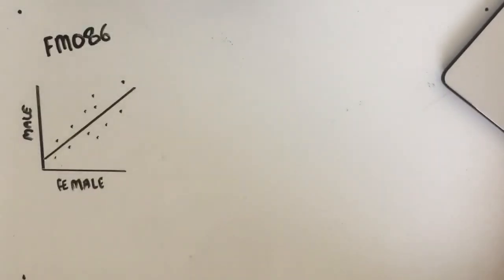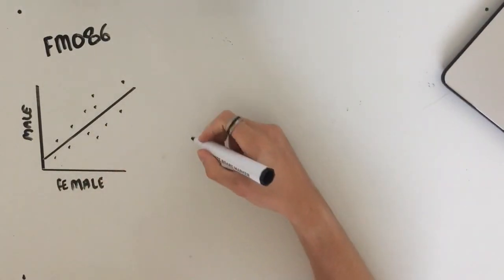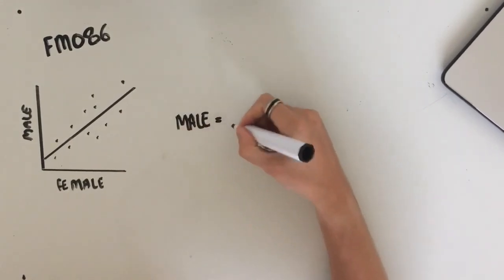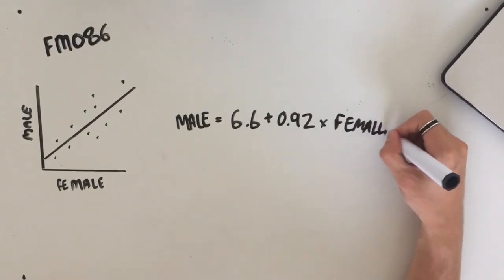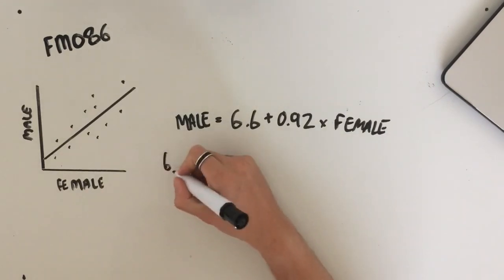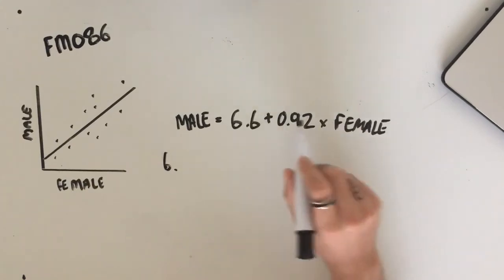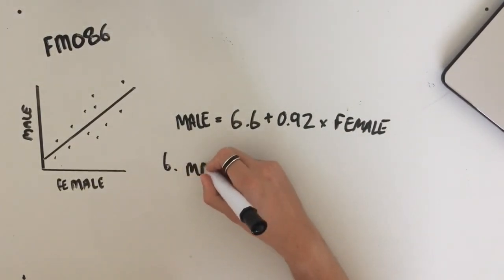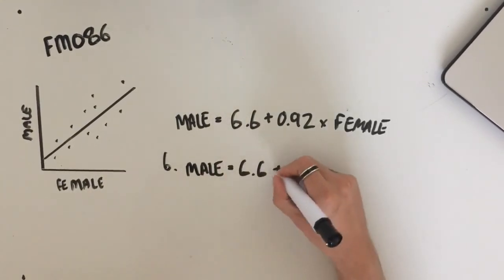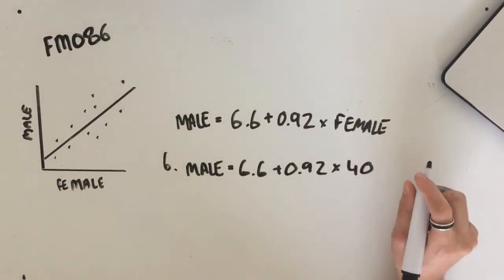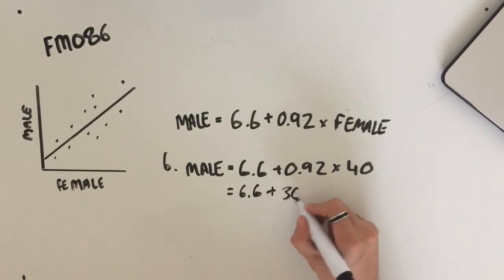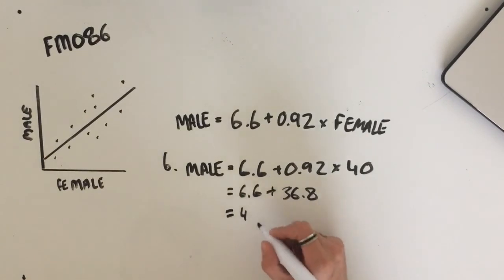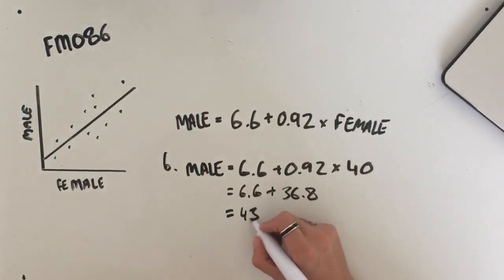Question B then says, down here, they give us the equation of the least squares regression line, which is the following. Male equals 6.6 plus 0.92 times female, and these are, of course, the stress levels. And part B says, in a particular school, female stress levels were at 40%. Use the equation to predict male stress levels for that school. To do that, we substitute our 40% in for the female stress levels. So 6.6 plus 0.92 times 40. That's 6.6 plus 36.8, which is all up equal to, what is that? 43.4.